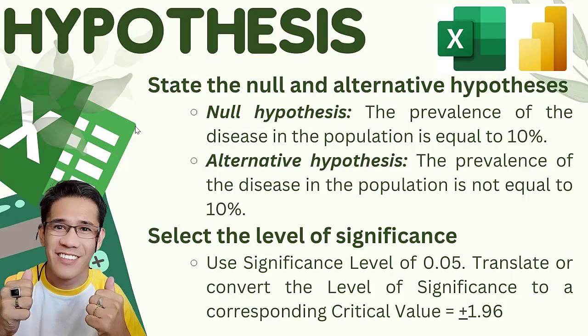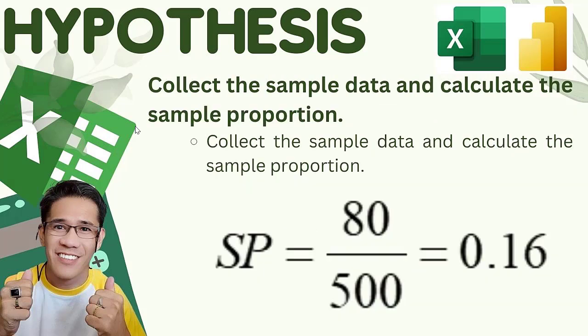Okay. The next step is to collect the sample data and calculate the sample proportion. So in our example, 80 were diagnosed to have that disease out of 500. So the sample proportion is 0.16.